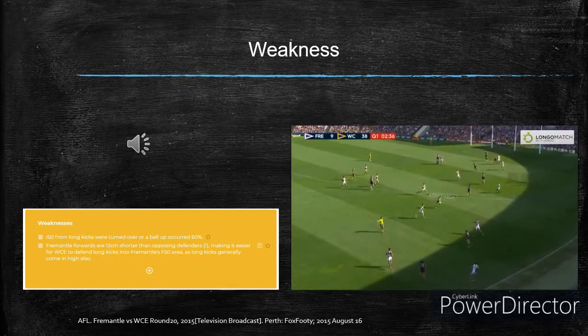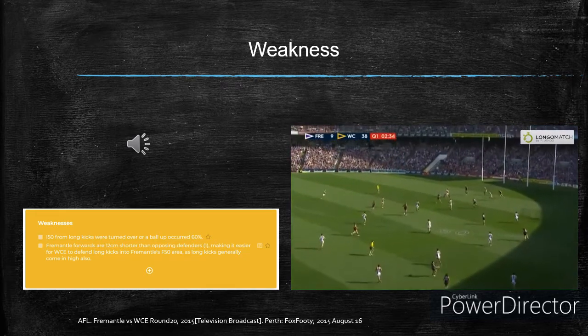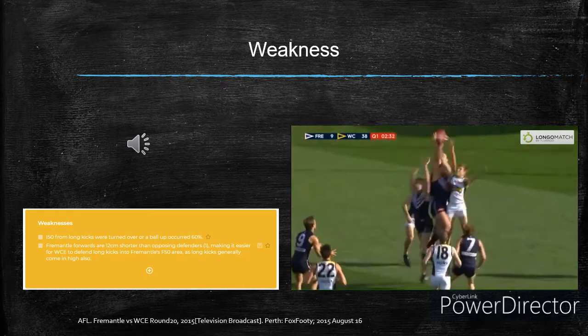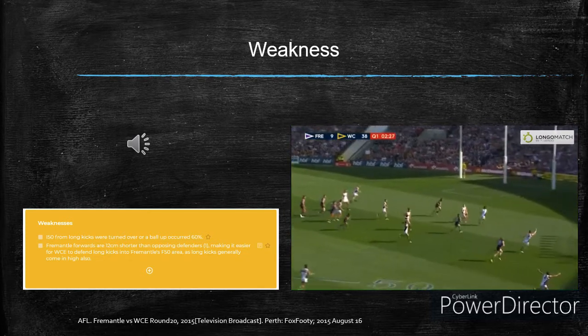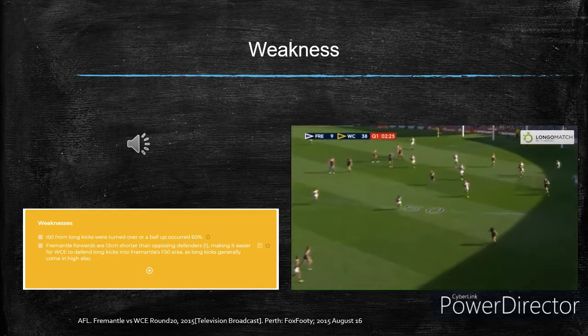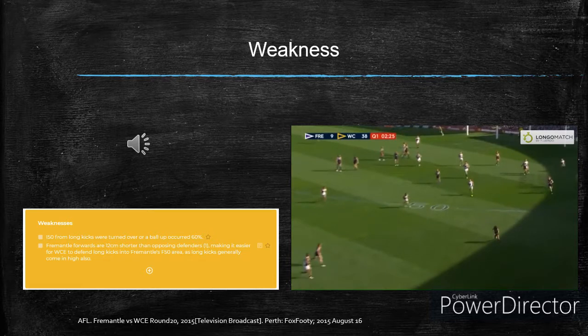Weaknesses. Fremantle forwards are 12 centimetres shorter than opposing West Coast Eagles defenders, making it easier for West Coast Eagles to defend long kicks into Fremantle's forward 50 area, as long kicks generally come in higher. 60% of inside 50s from long kicks were turned over or a ball up occurred.